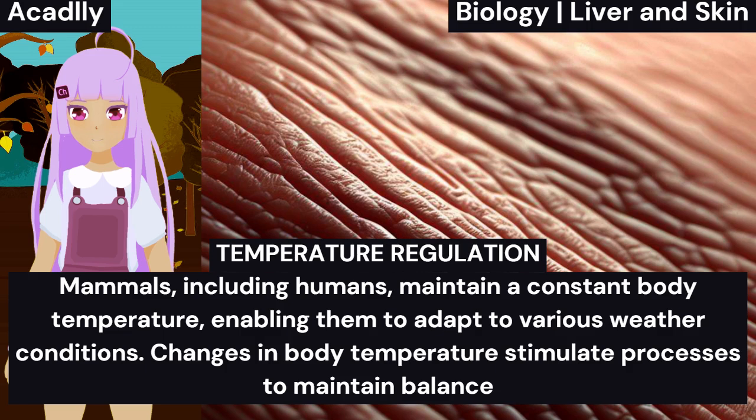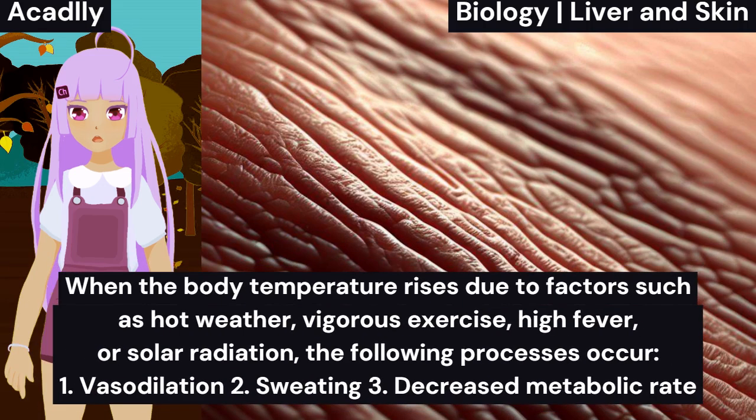Changes in body temperature stimulate processes to maintain balance. When the body temperature rises due to factors such as hot weather, vigorous exercise, high fever, or solar radiation, the following processes occur. 1. Vasodilation. Blood capillaries beneath the skin surface expand, increasing blood flow near the surface. This allows heat to be lost through the skin via convection and radiation, reducing body temperature.